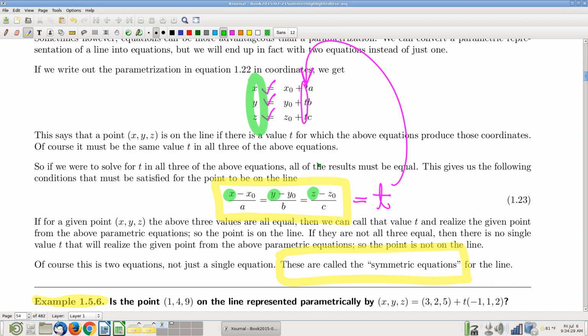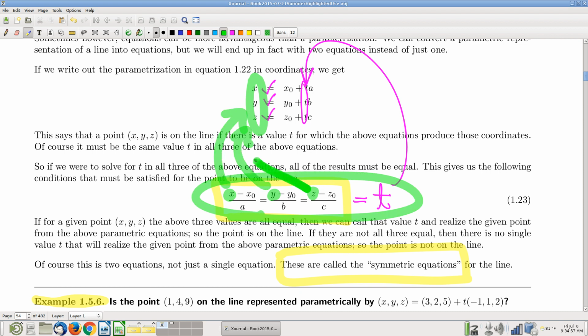That's kind of a neat trick, and of course you can take the algebra the other direction. If somebody gives you the symmetric equations and asks what the parameterization is, by the way, that is going to come up. There's at least one homework exercise on that. Given these symmetric equations, how do you find the corresponding parameterization? Just realize these things are all equal to t, and solve for x, y, and z. That gives you your parameterization.